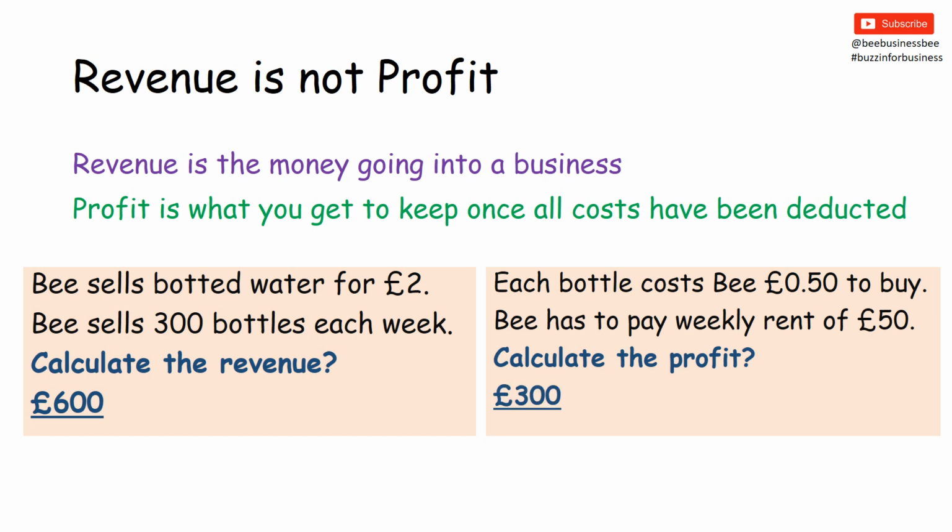Hopefully you've worked out the answer of being 300. If you're thinking, how have I calculated that? Well, if each bottle costs 50p and they sell 300, I need to multiply the 300 bottles by the 50p. And then I need to also add on the weekly rent. That gives me total cost of £250. And when I take that away from my revenue, I'm left with a profit of £300. It really is, hopefully, as simple as that.